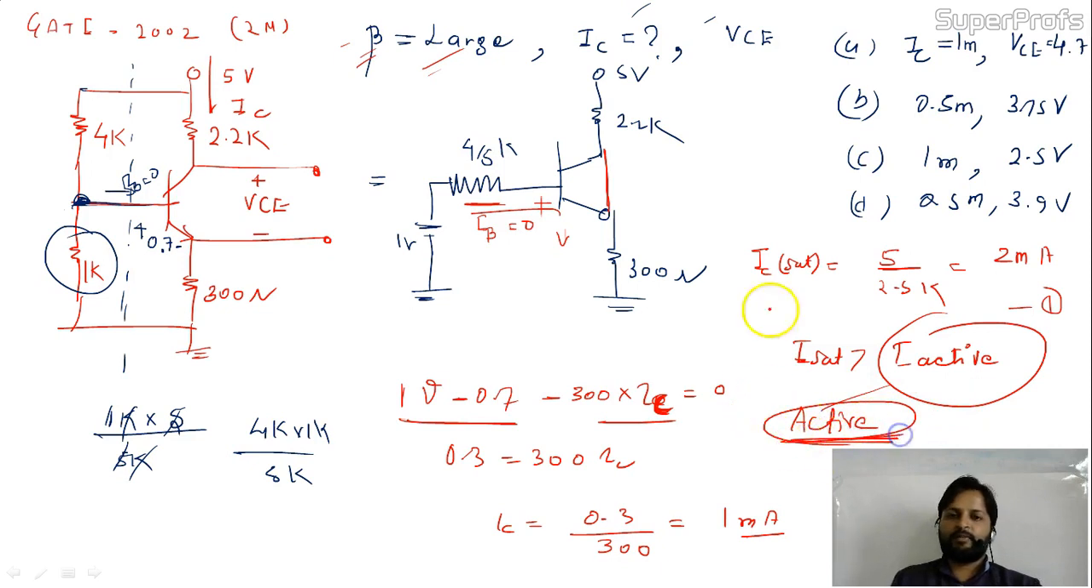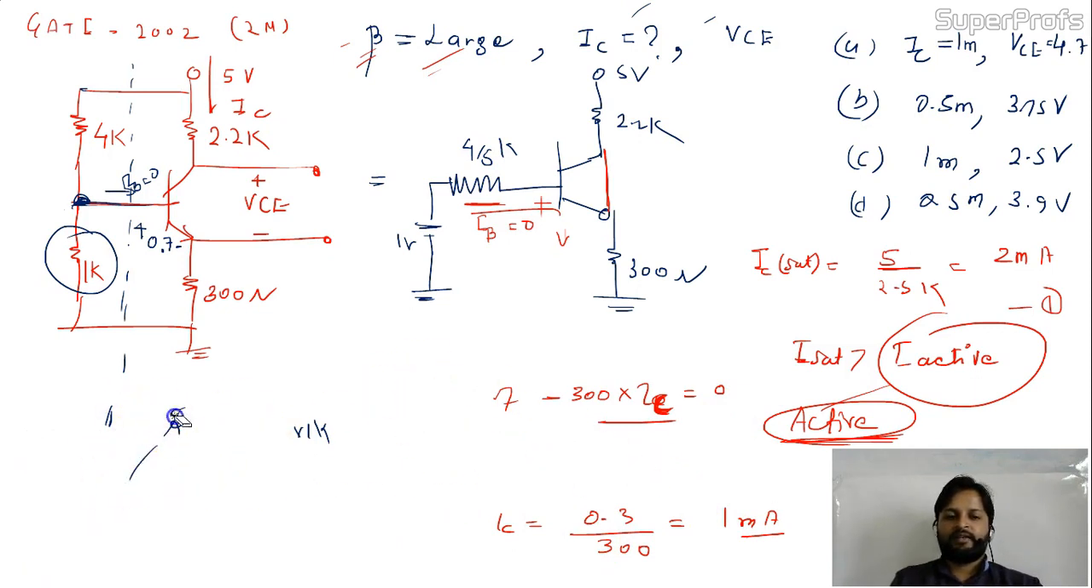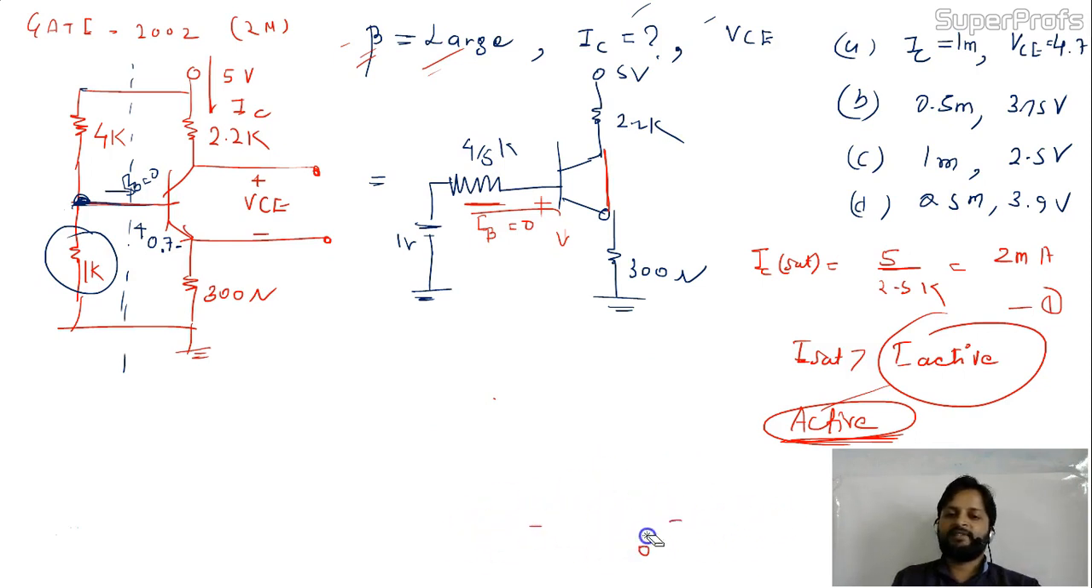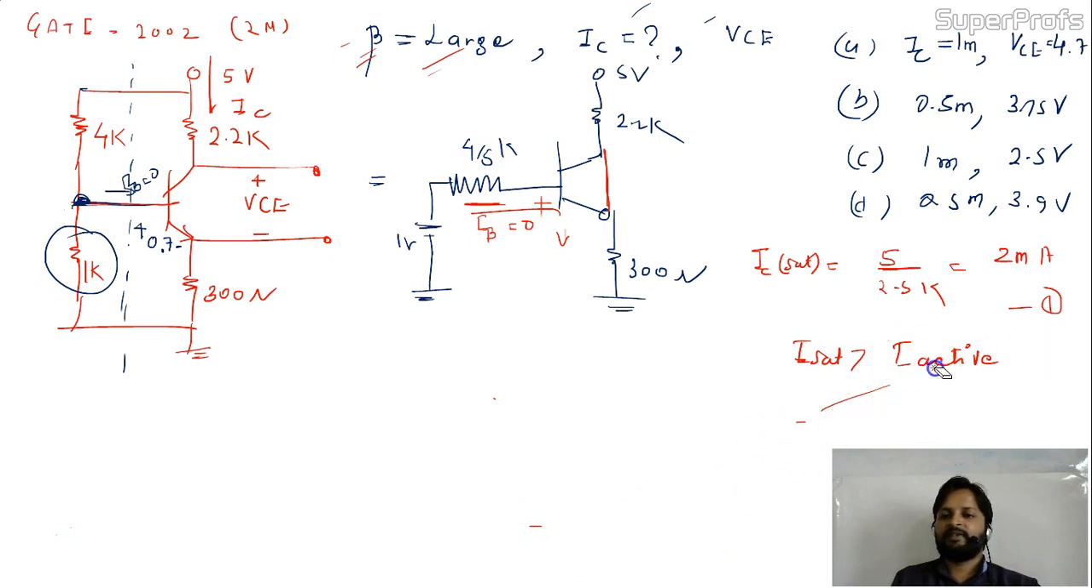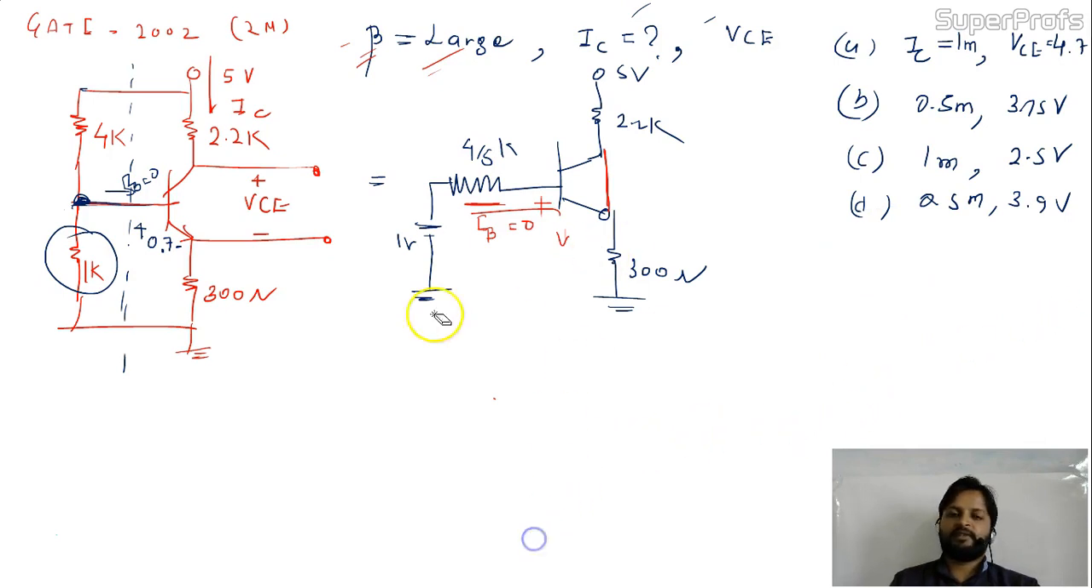If it's working in active mode, your IC current is 1 milliampere. Let me erase some parts so it will be clear to see, right? Now you identify that your BJT is working in which region? It is working in active region. So what is the IC active? You calculated IC active is 1 milliampere. Now, no more is this circuit working in saturation. You check the condition, right? This is very essential to solve this type of circuit. Please check whether it's working in saturation or in active region.